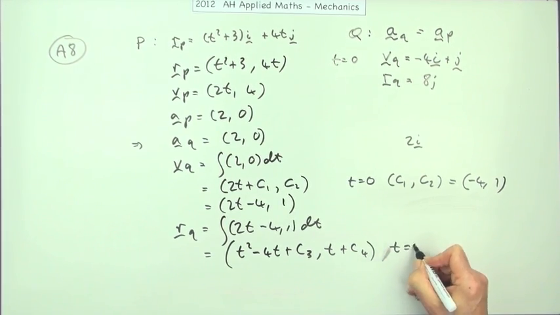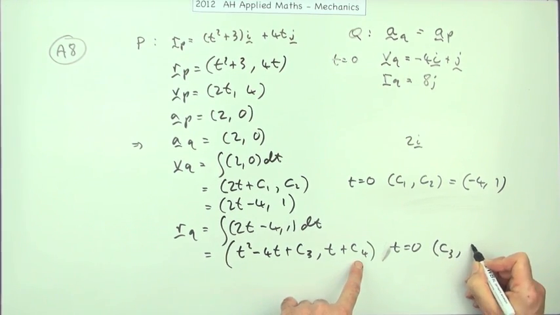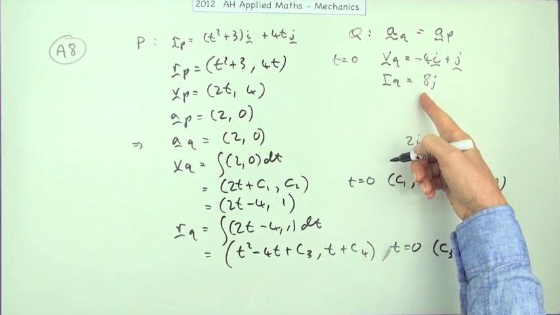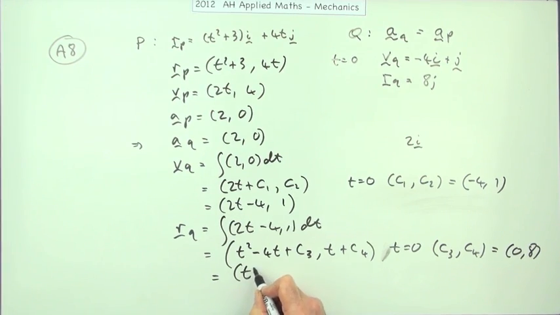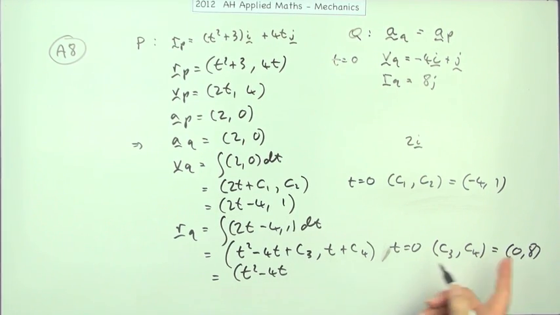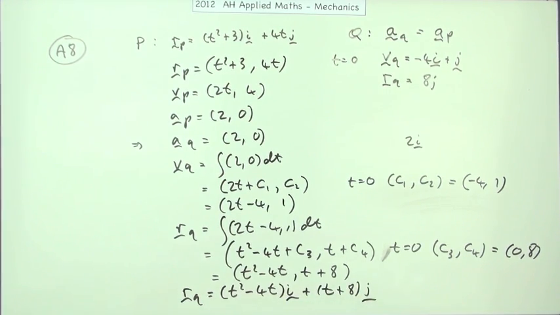And at t equals 0, it told you here, when t is 0, that's c3, c4. That should equal 8j, that's 0, 8, which means c3 is 0 and c4 is 8. So here's my final answer. For 3 marks, RQ is going to be, and I'll just put it back using the unit base vectors, t squared minus 4t i plus t plus 8 j.